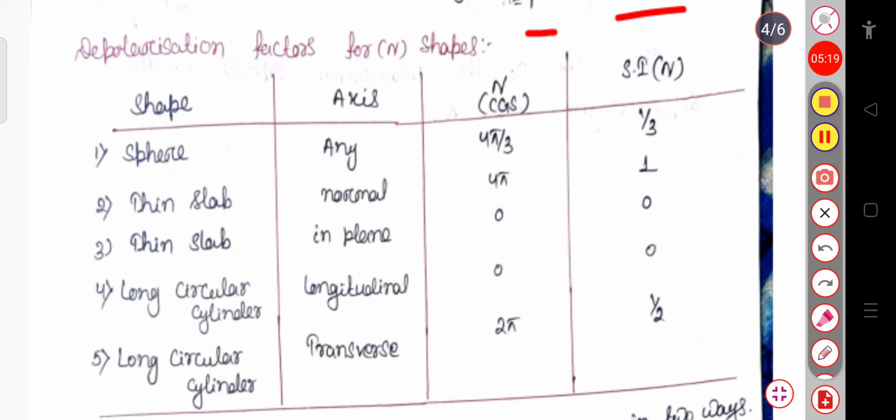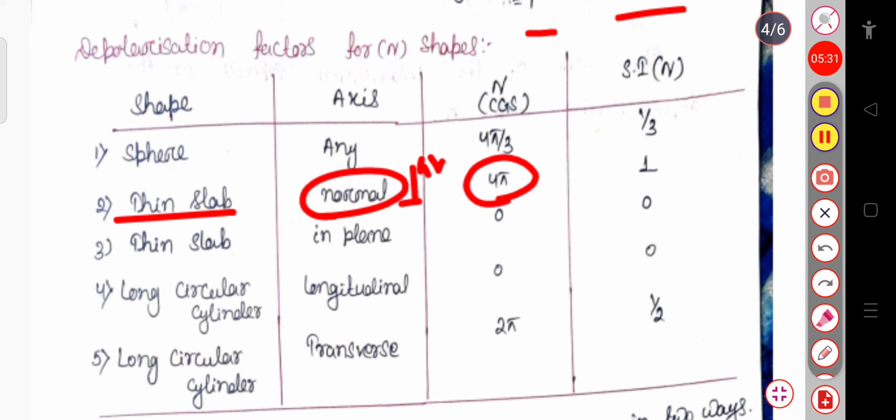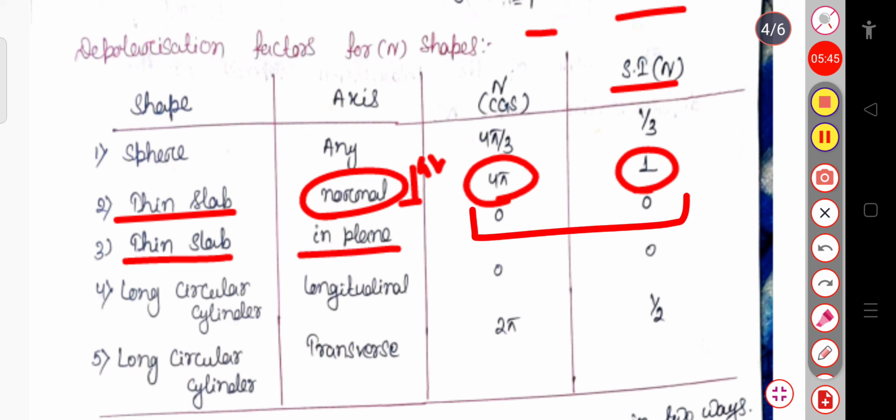And in case of the thin slab, if you choose the normal axis, that is your perpendicular axis, then the factor n will be equal to 4 pi in CGS, and the n factor will be equal to 1 in SI system. But for this thin slab, if you consider the axis in a plane, then in CGS as well as in SI, the n factor values are 0.